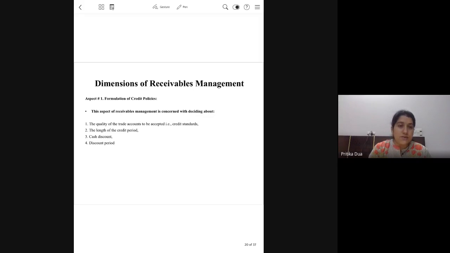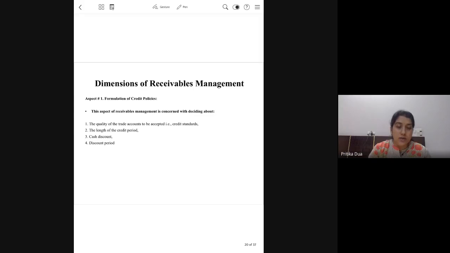What other decisions are taken? The length of the credit period. For how long are you offering credit to the customers? Now this can range from say 15 to around 60 days. Whether you give 2 months of credit or 1 month of credit, depending on the nature of your business and what the competitors are following, you decide on the length of the credit period.